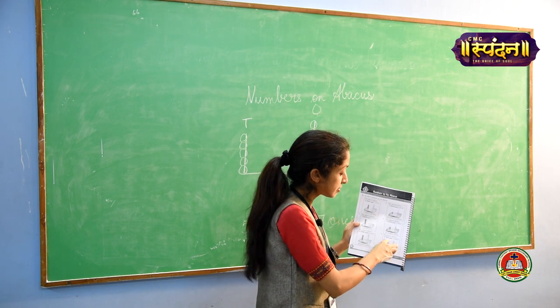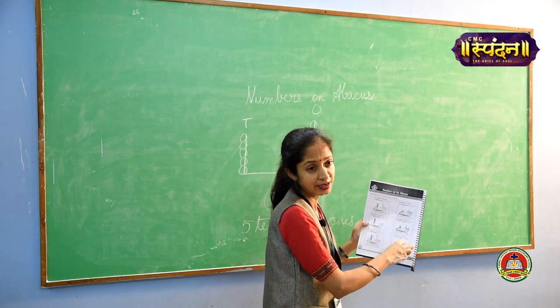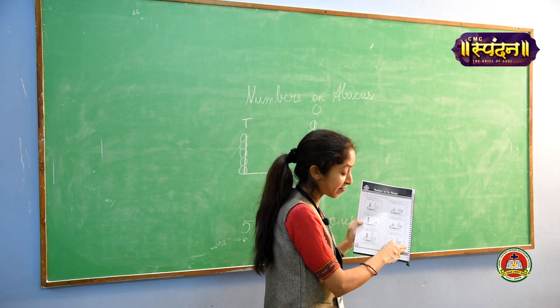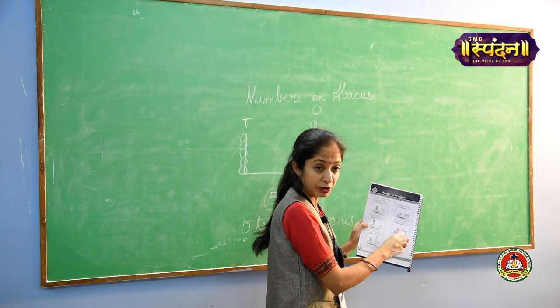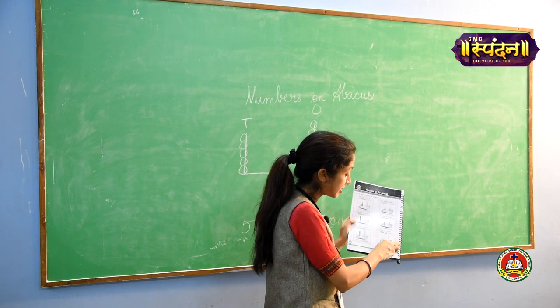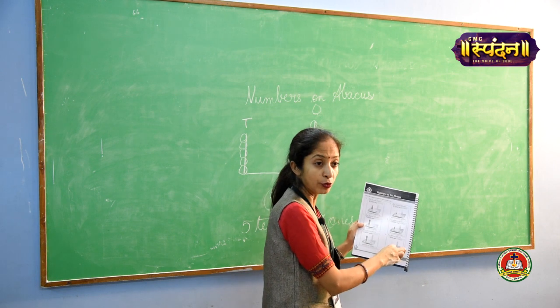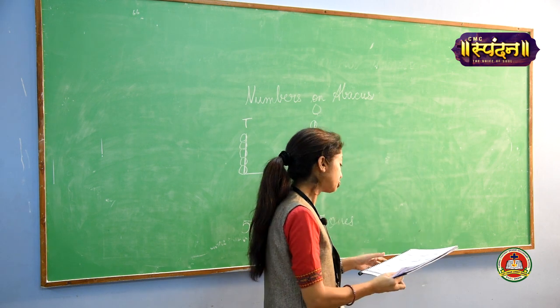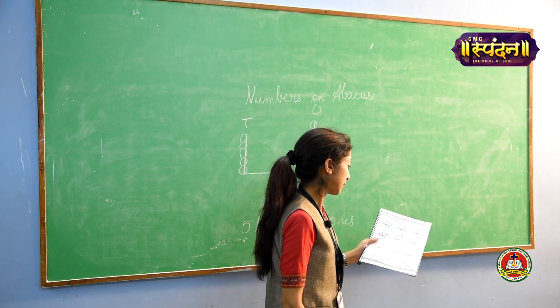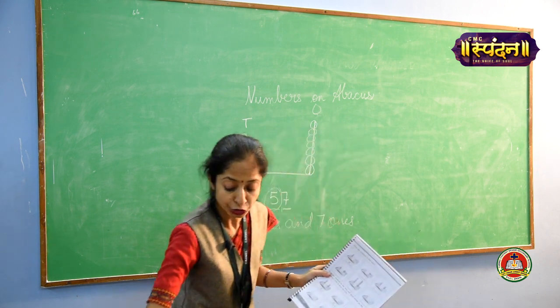This abacus shows 1 ten and 7 ones. On the tens spike we have only 1, that means there are only 10 things, and in the ones column we have only 7. Now coming to the next page, write the numerals in the box. Okay, the first one I will show you.